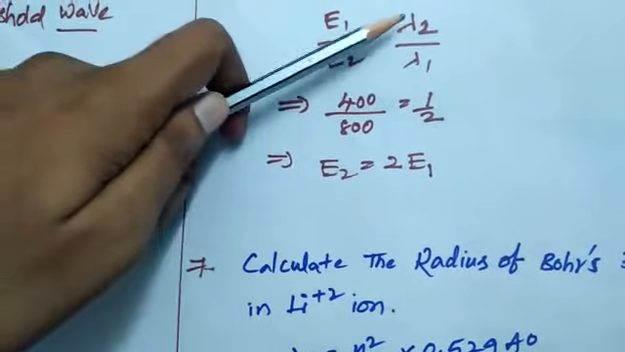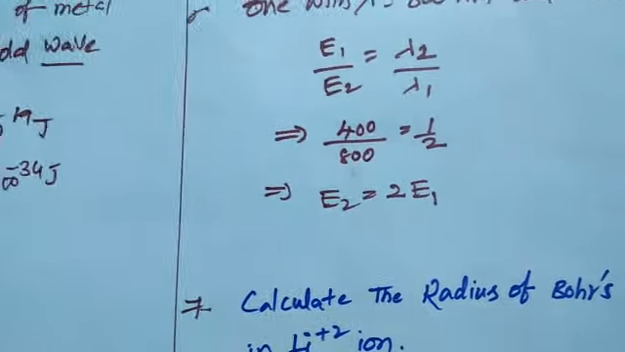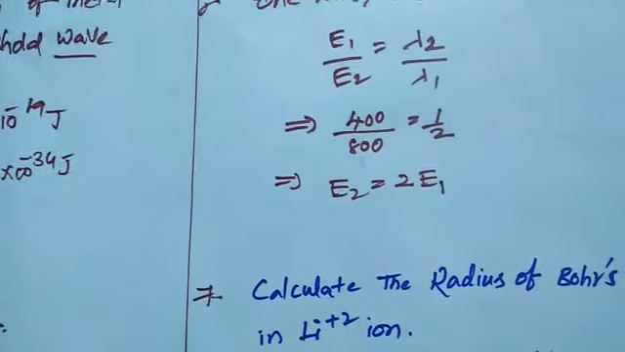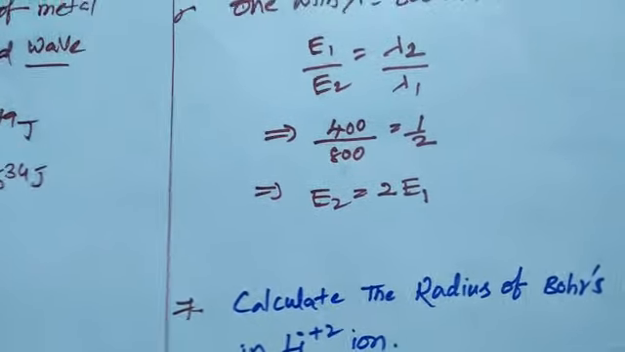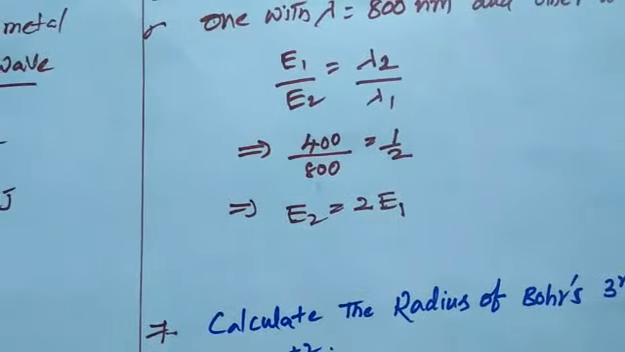Lambda 1 and lambda 2 are always given. Then E1 by E2 is equal to 1 by 2. That is, E2 is equal to 2E1. So this is the formula.